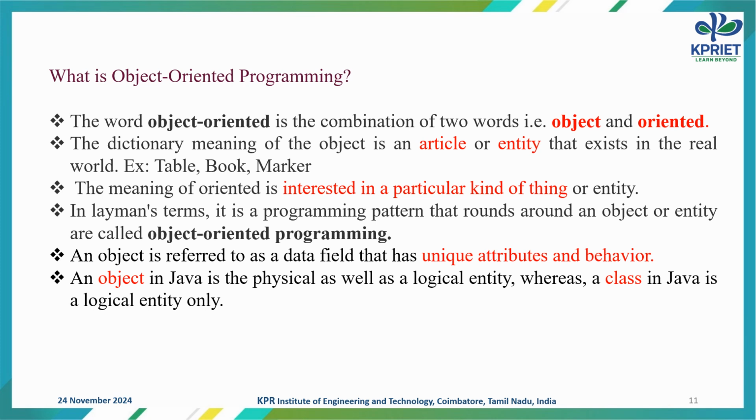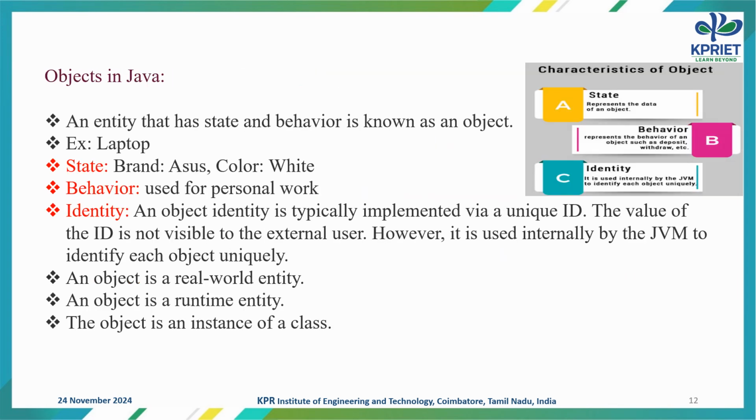So we are going to study two important terms in Java. One is object and another is class. A class depends only on the logical entity, but an object depends on both the logical entity as well as the physical entity, right? So this is object oriented programming. Next, what is an object in Java? As we said, it is nothing but a thing or entity.